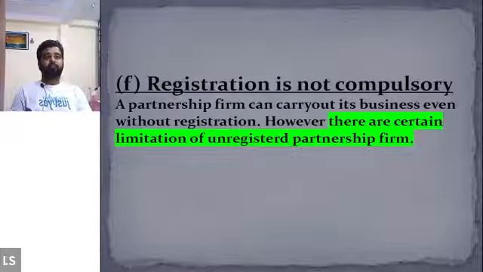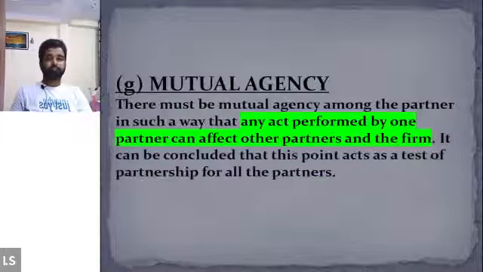Registration: obviously, a partnership business can be carried out without being registered, but certain limitations will be attracted if you do not register your partnership business.